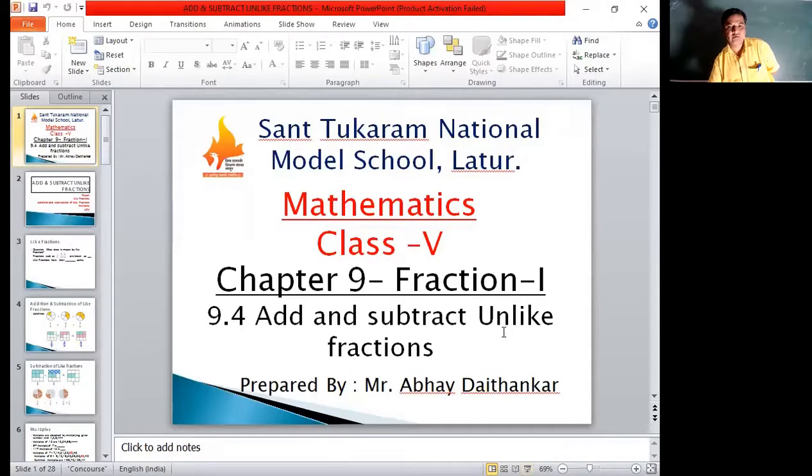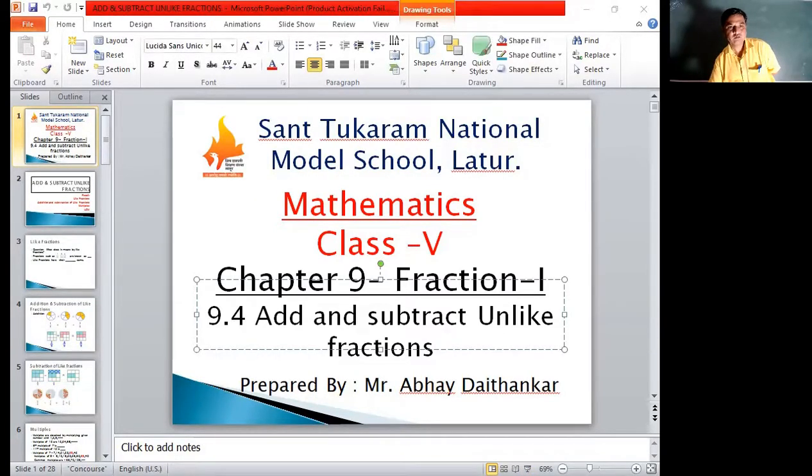First of all, we'll take a recall of adding and subtracting like fractions. What do I mean by like fractions? Like fractions are the fractions which are having the same denominator. For example, 7 upon 11, 3 upon 11, 5 upon 11. They are like fractions. They are having the same denominators.